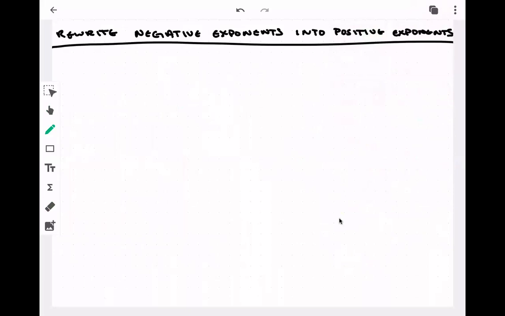Hi there, today I'm going to be teaching you guys how to rewrite negative exponents into positive exponents, and hopefully teach some little tricks along the way to help you remember this process. So first let's start off with writing regular exponents.